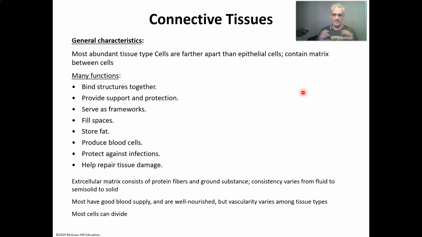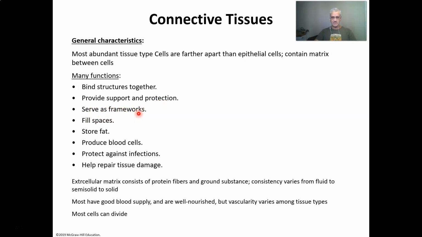We move on to connective tissues, the second type of tissue types. Connective tissues are, as advertised, they do what they say. They connect, right? They serve as connective devices. They serve as structural assistance devices. And in one aspect, they serve to connect the entire body together. And we'll see that in a moment. Right. So they bind structures together. They provide support and protection. They serve as a framework.